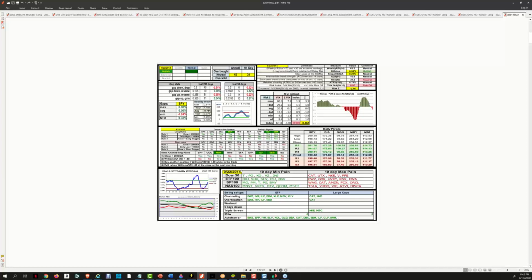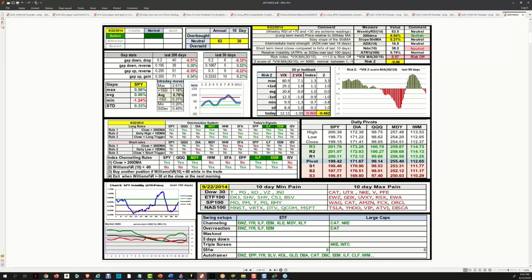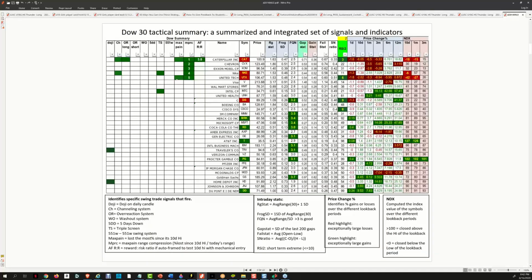The chart's changed a little bit since then, but Caterpillar was the number one 10-day max pain. So there you are. Too funny. Ten-day max pain in Caterpillar. Looking at the Dow, here I am looking at the Dow Tactical 30 for that day. Caterpillar fired on the channeling and the overreaction, and it was a max pain, and it was the only member of the Dow that fired on the auto framer at better than 2-to-1. It had a 3.8-to-1 reward to risk ratio.